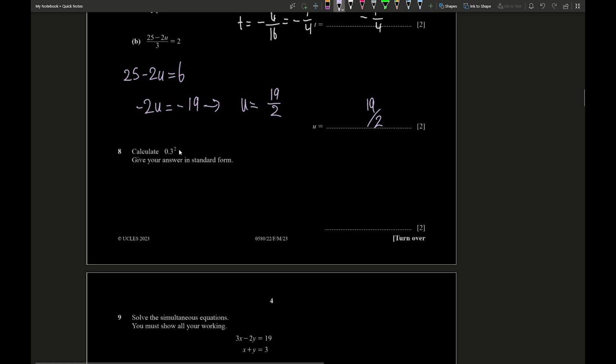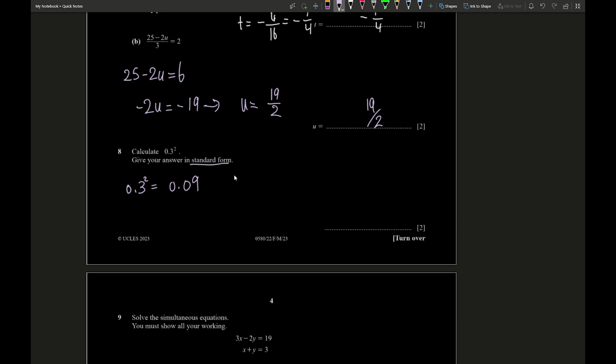Calculate 0.3 squared, giving your answer in standard form. First of all, just grab your calculator and write 0.3 squared. You should get that 0.3 squared is equal to 0.09. Now, what does that mean? Give your answer in standard form.